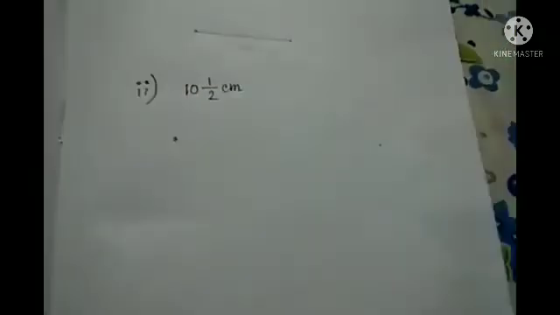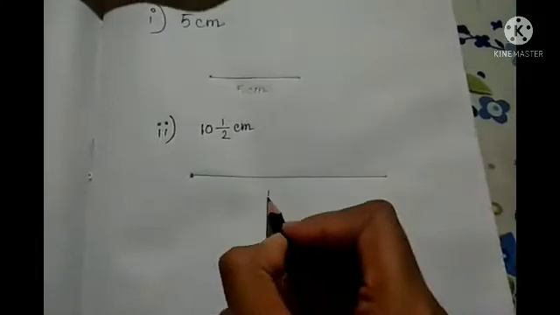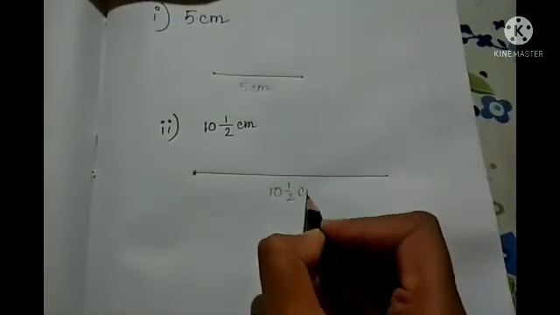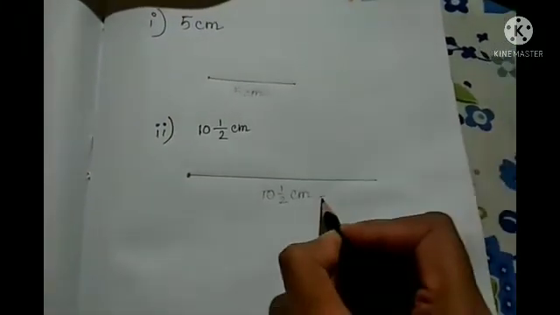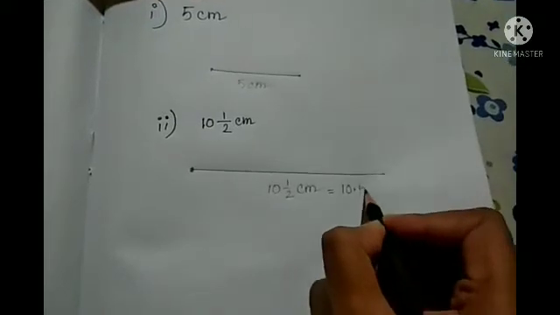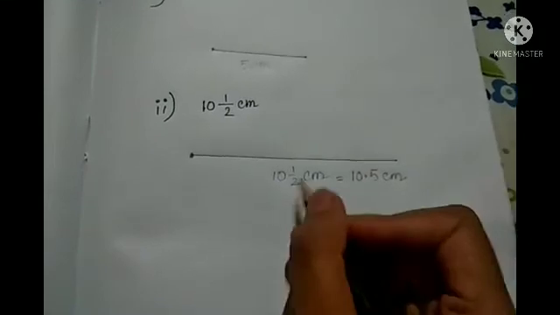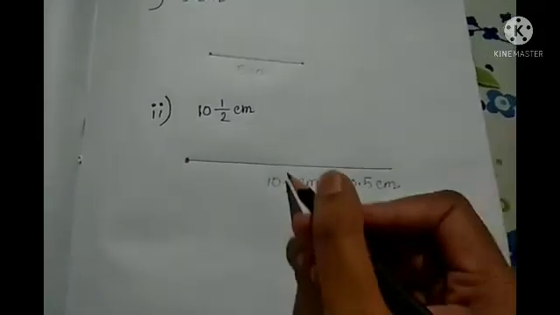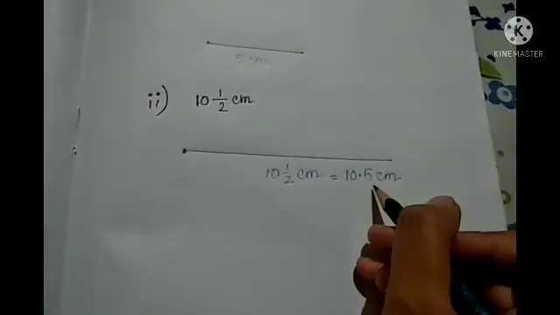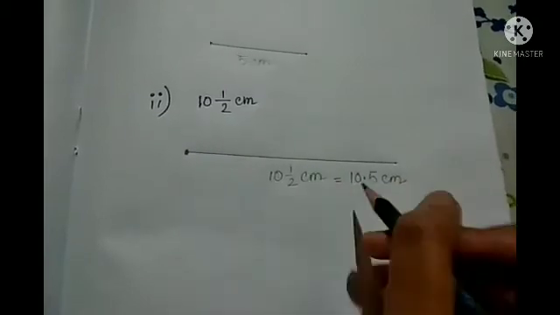Now we have to join it. So you'll get like this way. Now this is your 10.5 centimeter. This can be also written as 10.5 centimeter. 0.5 means half, right? 1/2 means what? Half. 1/2, if you convert into decimal, it will be 0.5, and 10 is the whole number, so 10.5.